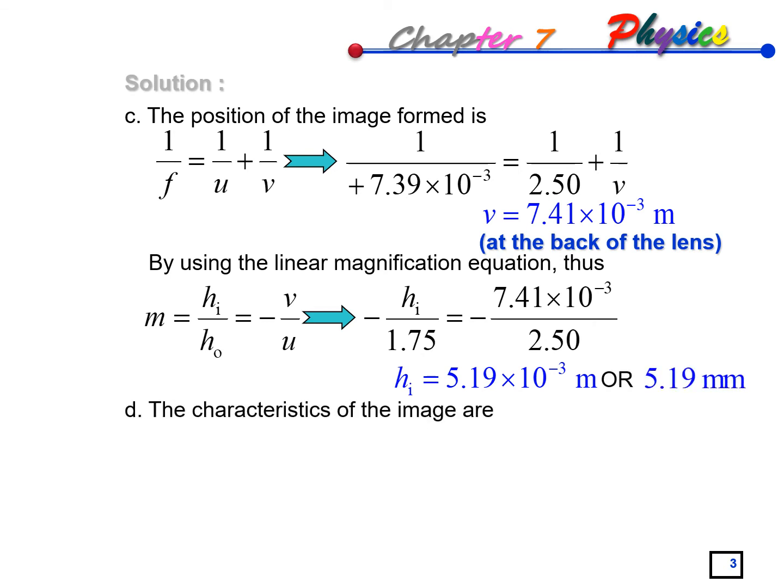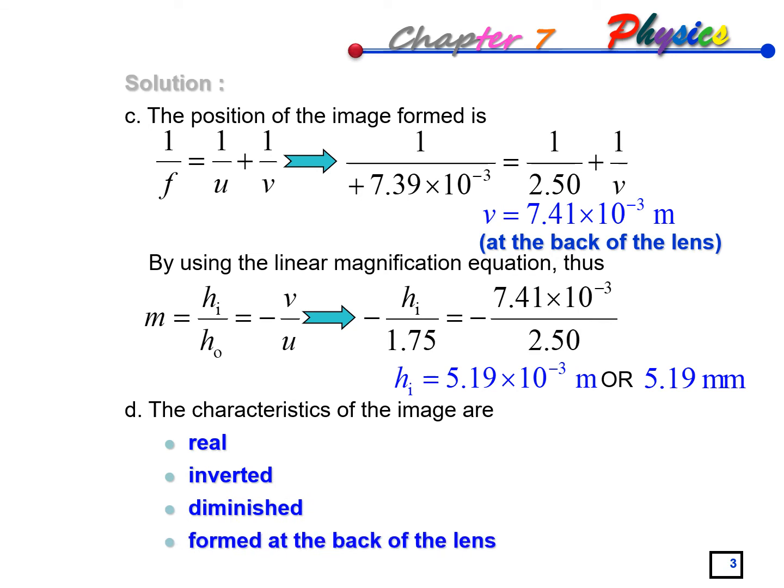The characteristic of the image that we have is real. From the drawing we have an inverted and diminished image, right? So real, inverted and diminished, and the image is formed at the back of the lens.